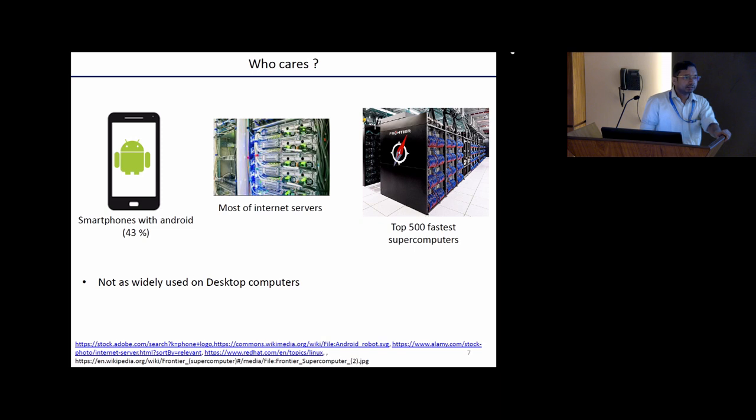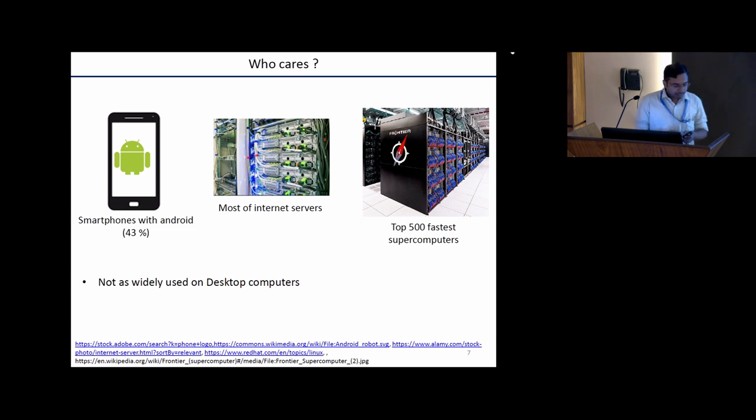So that means Linux does command a sizable market. Most of the internet servers are based on Linux. That means you are getting the internet on your computers or on your smartphones because there are Linux servers. And the top 500 fastest supercomputers are actually using Linux. Without any exception, right?